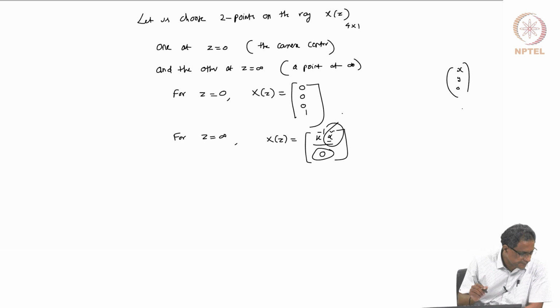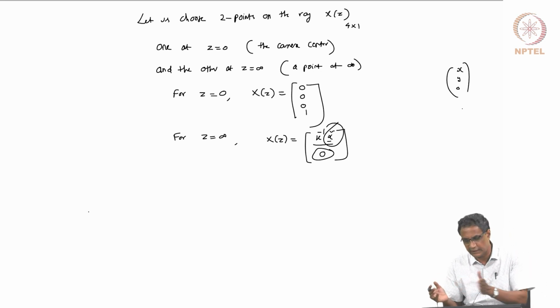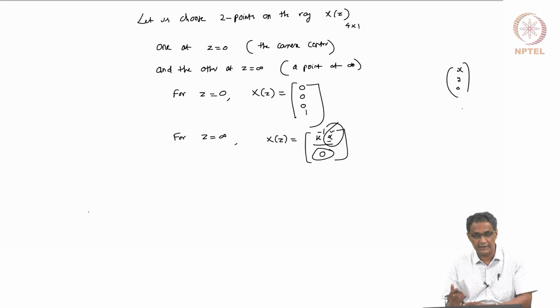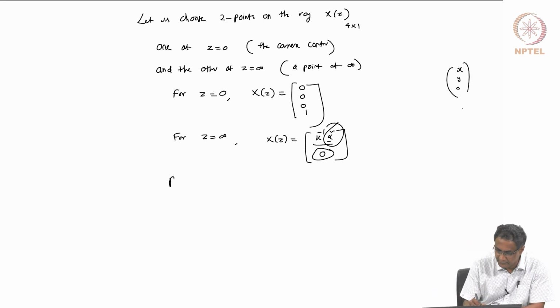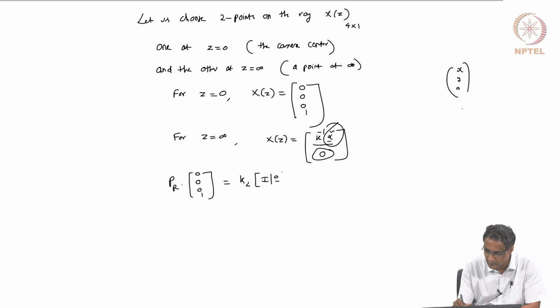Now I want to know where these 2 points map onto my second image, the right one. That will be P_R, and then I need to put this x of z. So, x of z if I put as 0 0 0 1, this is where the first point, which is at the origin, is going to go, and that will be P_R is K_L I 0, and then 0 0 0 1.